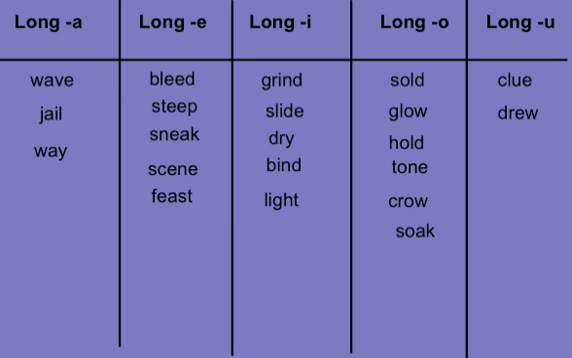The next one is pool. Makes the oo sound. And the last one is school. Again, makes the oo sound. Like a long U. So let's go over these words. We have clue, drew, pool, and school. So we have long A, long E, long I, long O, and long U. Now see if you can mix these up and sort them on your own.